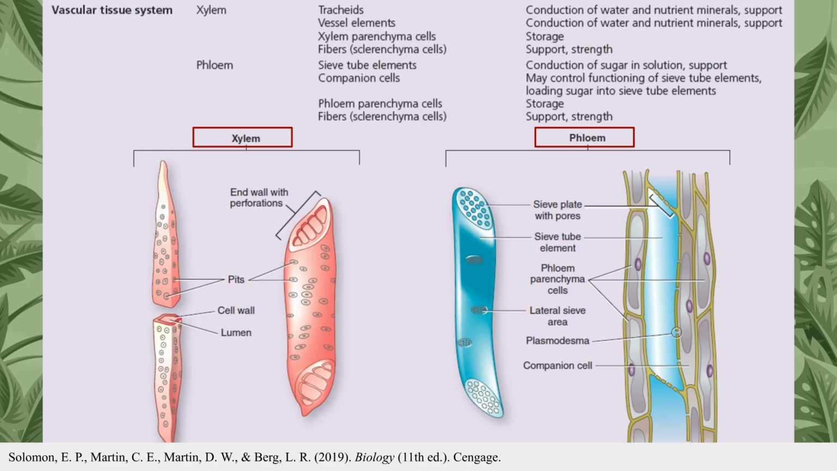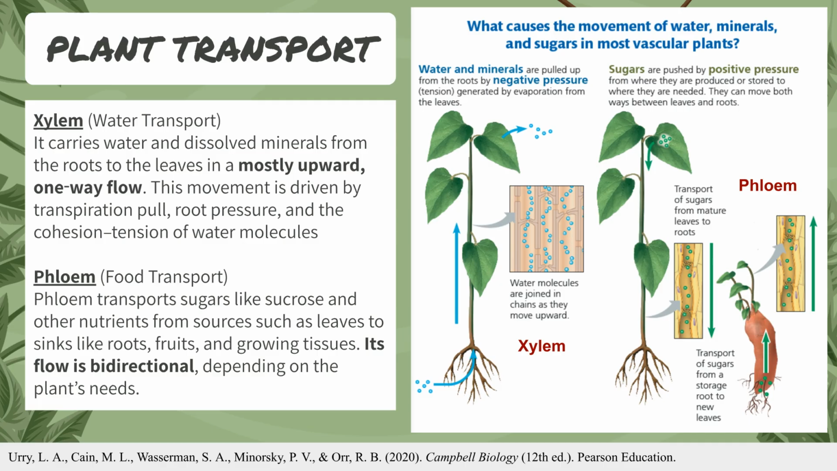The vascular tissue system is responsible for long-distance transport in plants. It is composed of 2 main tissues, xylem and phloem. The xylem carries water and dissolved minerals from the roots to the leaves. Xylem transport is mostly one-way and upward. The phloem transports sugars, mainly sucrose, and other organic nutrients. Phloem flow is bidirectional, depending on the plant's needs.